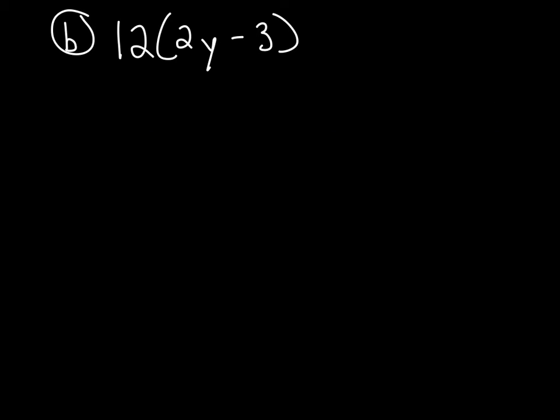For letter B, we start with the expression 12 times, then in parentheses 2y minus 3, and again, distributive property says multiply that 12 by each of these terms here. So we're going to do 12 times, and we do have to put this in parentheses or use another kind of multiplication symbol to make sure that we show that 2y is being multiplied. And then this time, make sure you remember to use the subtraction sign because that's what was up here, and you'll see why that becomes really important here.